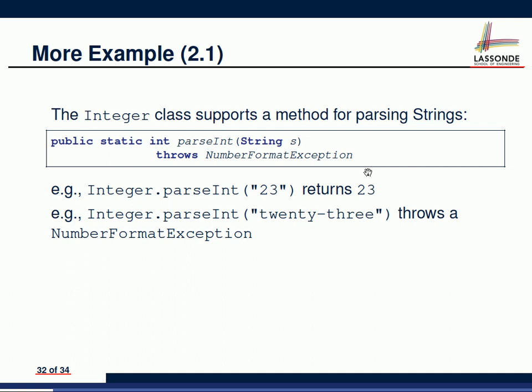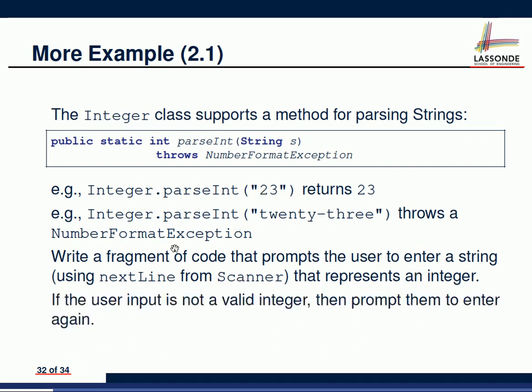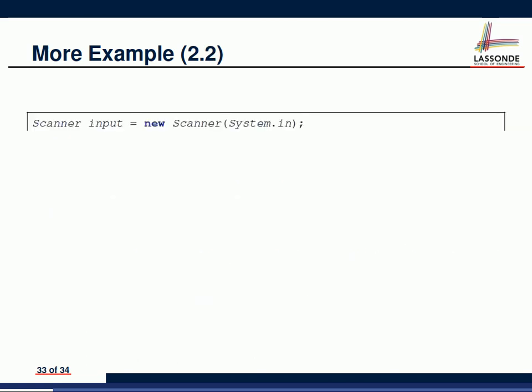That's the last example for exception. You can also give it a try yourself. We want to write a fragment of code that will prompt the user to enter a string. You can use the nextLine method from Scanner, and that's going to represent an integer, for example, "23". Now, if the user input is not a valid integer, then give them some error. Otherwise, you can convert that into an integer. That's the problem.